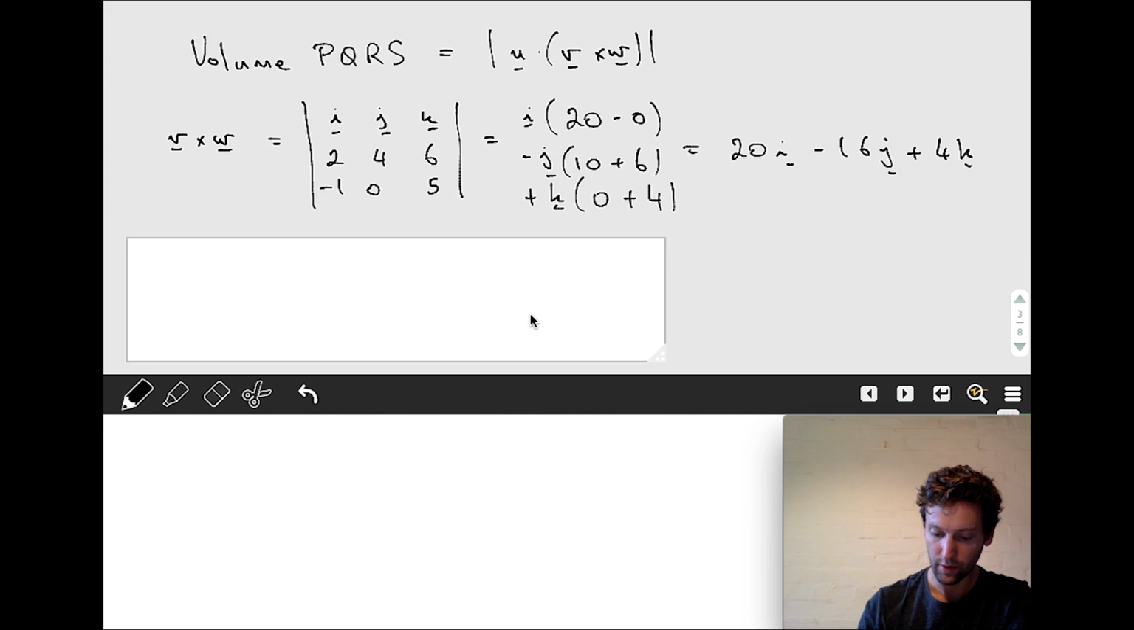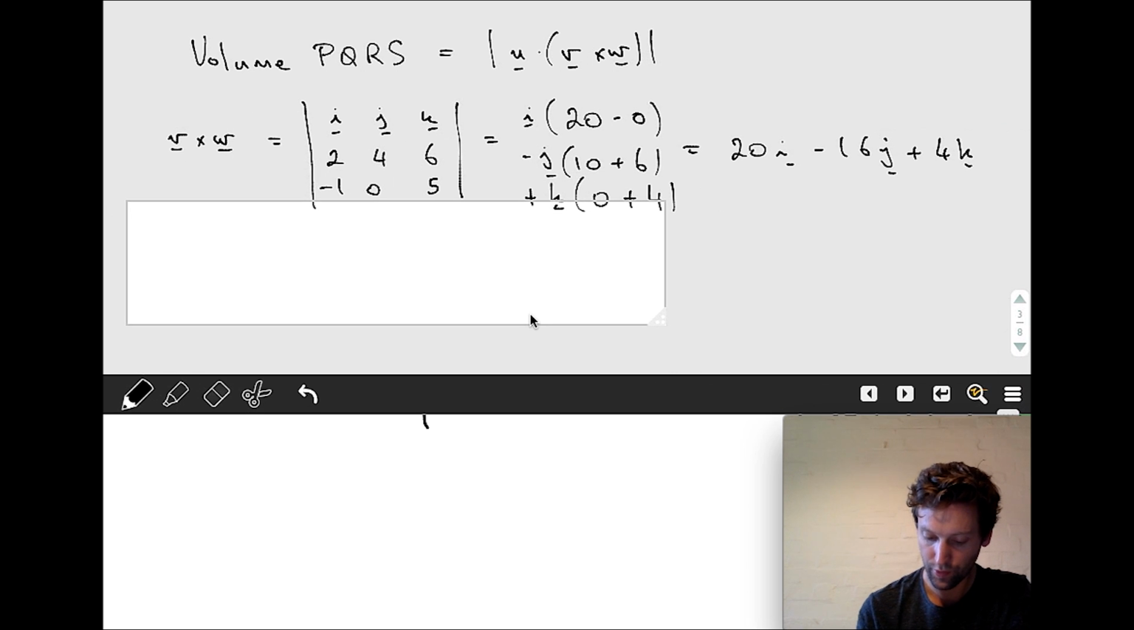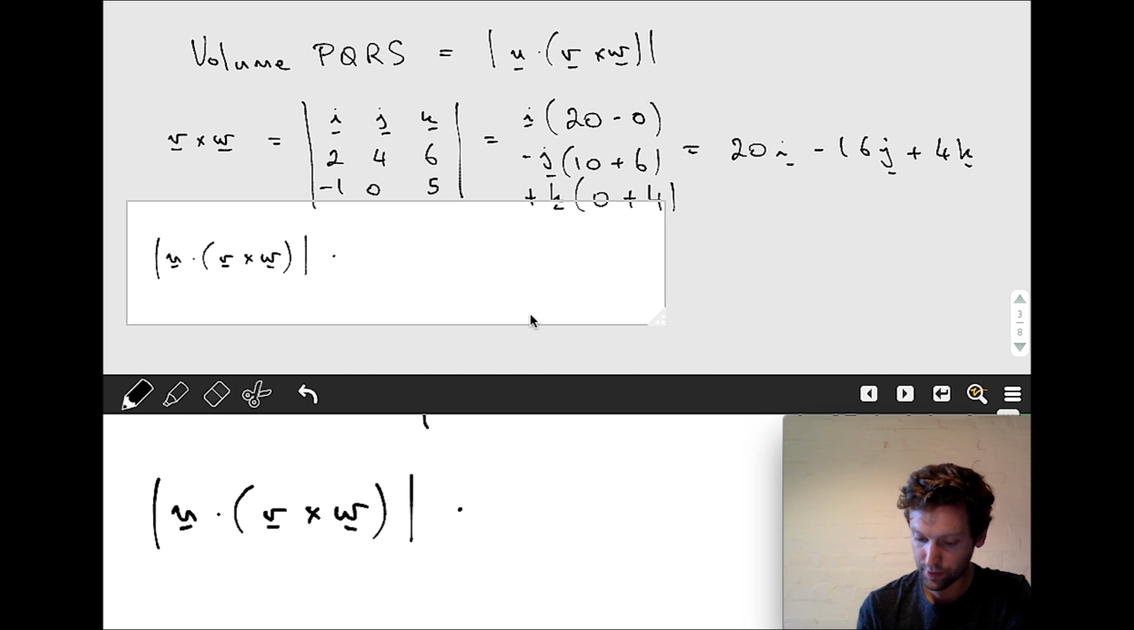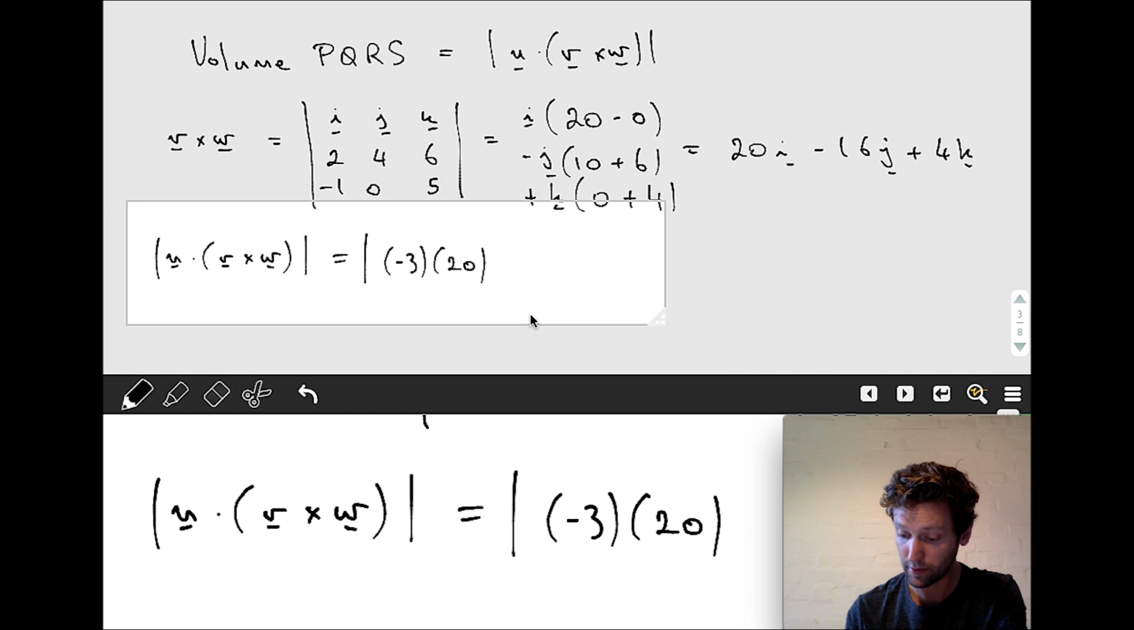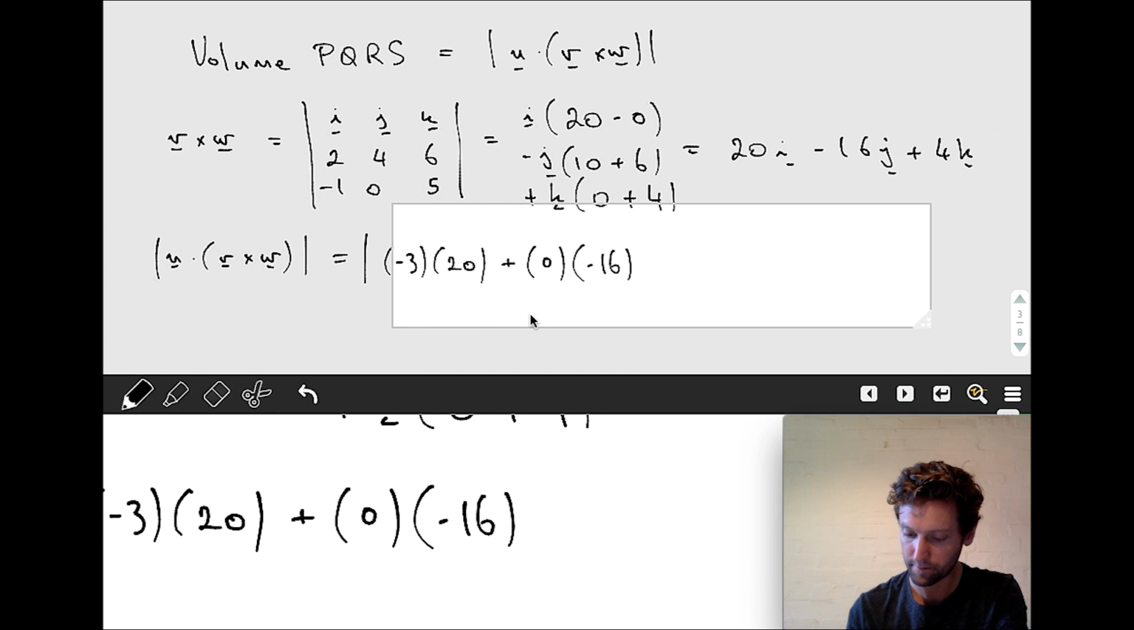So then u dot the cross product will be given by the dot product of u with the vector we've just calculated. So that will be minus 3 times 20, the first component of u multiplied by the first component of v cross w, plus 0 times minus 16, the second components, plus 5 times 4.